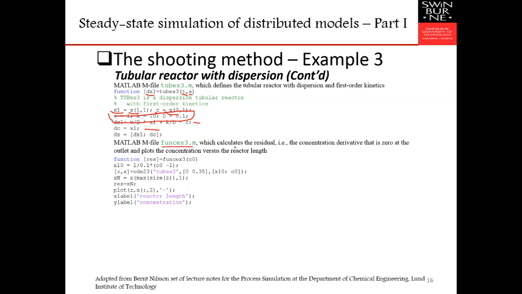Okay, so basically this function is giving you the two first order ordinary differential equations. Then you make another MATLAB function, fun checks, which calculates the residual, the concentration derivative that is 0 at the outlet, and plots the concentration versus the reactor length. So it uses ODE23, and the residual in here is defined as the xn in here.